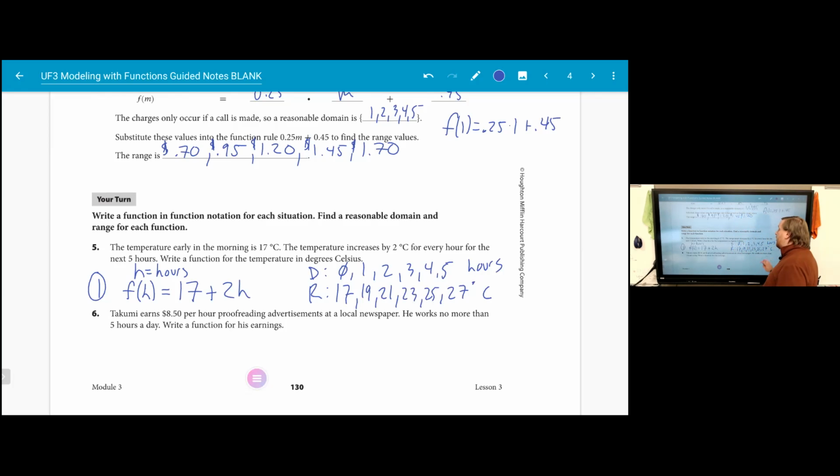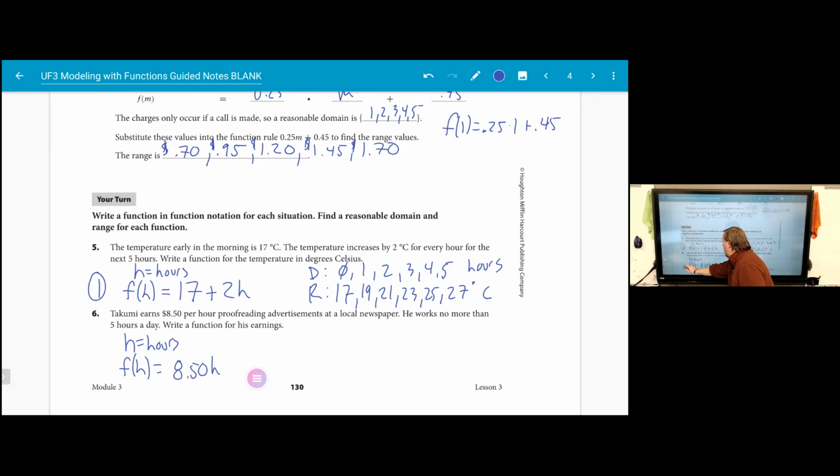Number 6, Takumi earns $8.50 per hour proofreading advertisements at a local newspaper. He works no more than 5 hours per day. Write a function for his earnings. In other words, H is hours, seeing a theme here. H is hours, and the value of the function, if he works H hours, is $8.50 times the number of hours he works: 8.50 times H, or 8.50H.